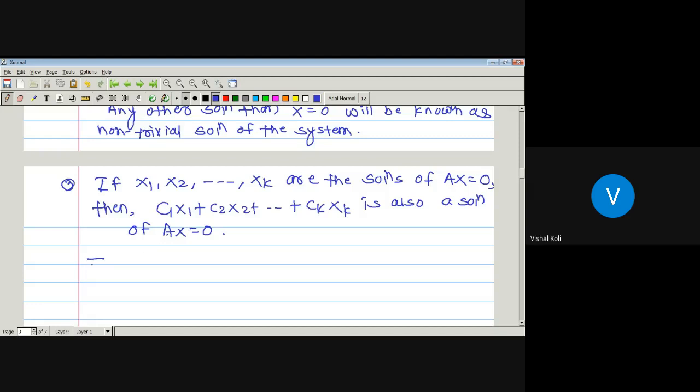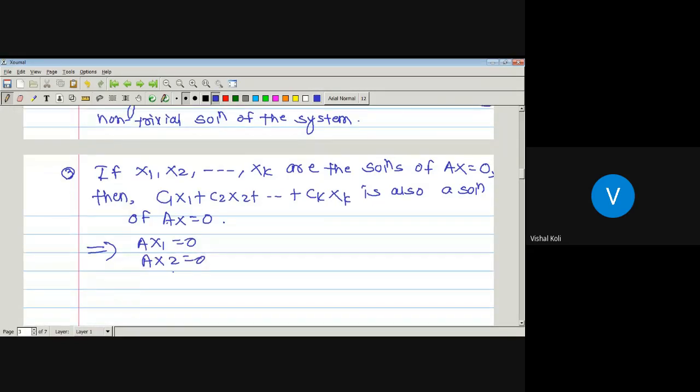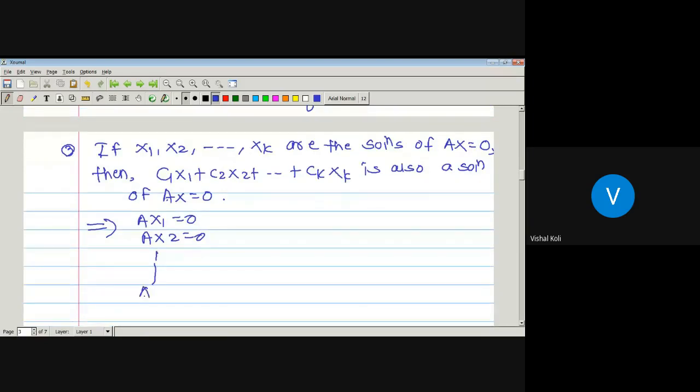Okay, let us prove this one. x1 is a solution of the given system of linear equations. It means Ax1 is equal to 0. Similarly, x2 is also a solution, so Ax2 is also equal to 0, that is the null matrix, and likewise Axk is also equal to 0.